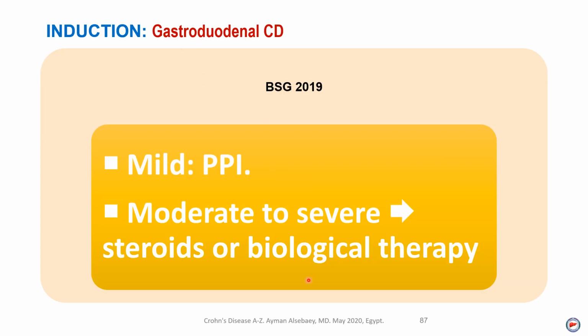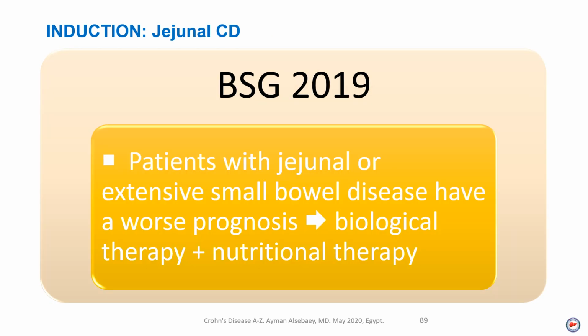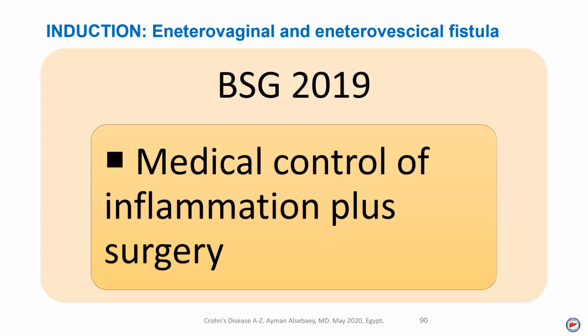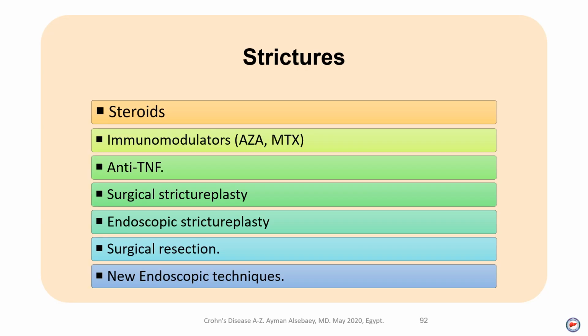If we have gastroduodenal Crohn's disease, if it is mild, we can give PPI. If it is severe, like any Crohn's disease, esophageal, vaginal, we need biological therapy from the start. Enterovesical and enterovaginal, always anti-TNF plus surgery. Enterocutaneous, if it is low volume, it will need biological therapy. If it is high volume, surgery plus biological therapy.